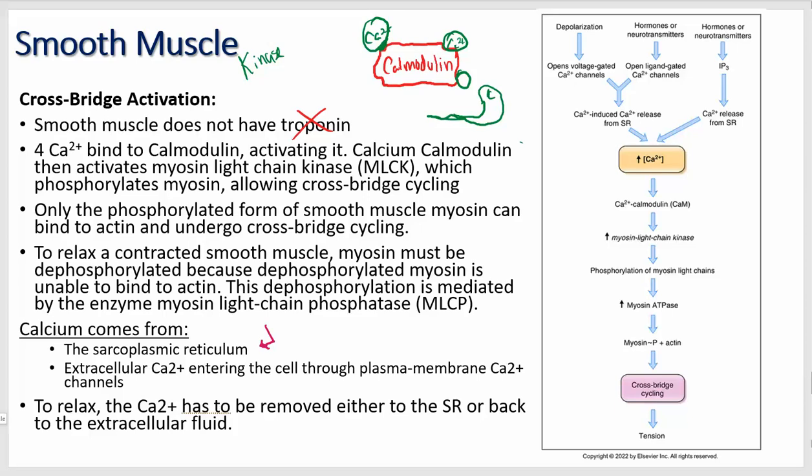So here we can see how it happens. Depolarization could open voltage-gated calcium channels. Hormones or neurotransmitters open ligand-gated calcium channels, and then intracellular hormones or neurotransmitters can activate inositol triphosphate, or IP3, which also causes calcium release from the SR. These all can cause calcium release from the SR, including calcium-mediated calcium release. Either way, we're getting calcium release. I'm not going to have you list off all of these different ways. We know that activation is happening by hormones, depolarization, whatever means, and we'll see how those differ.